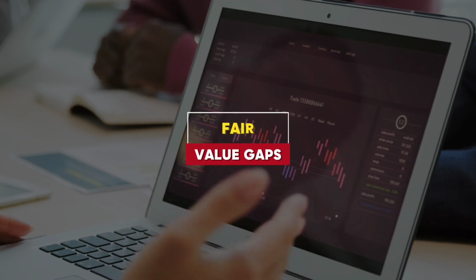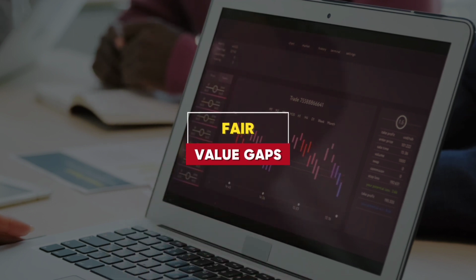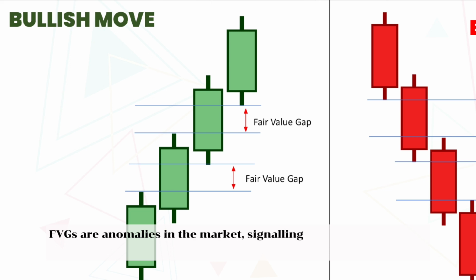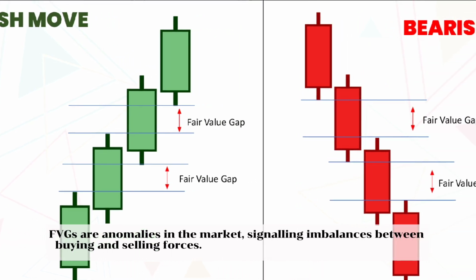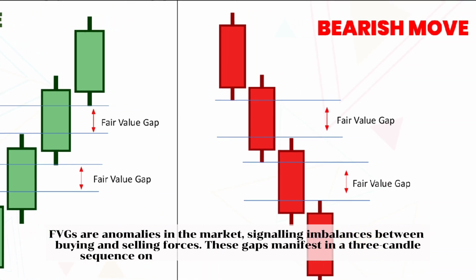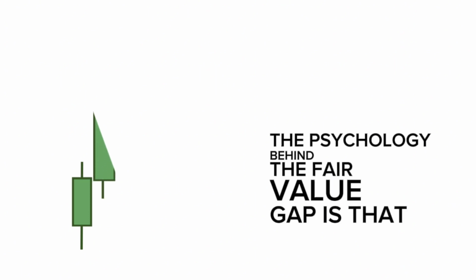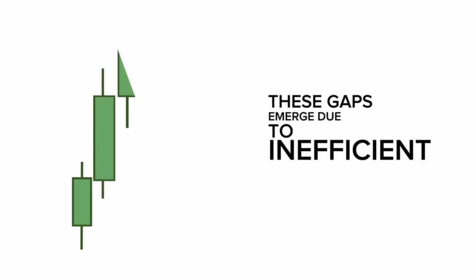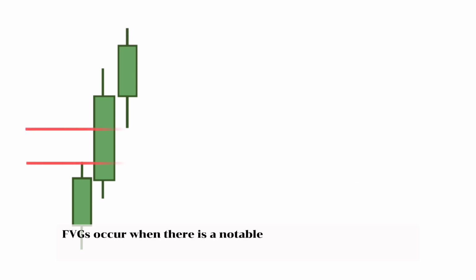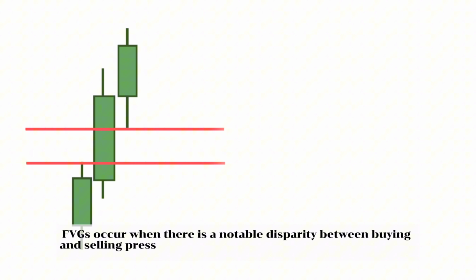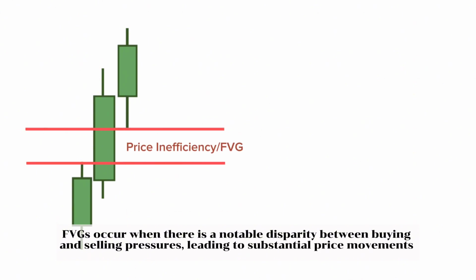Now, let's talk about fair value gaps, or FVGs for short. FVGs are anomalies in the market, signaling imbalances between buying and selling forces. These gaps manifest in a three-candle sequence on a price chart, creating a distinctive pattern. The psychology behind the fair value gap is that these gaps emerge due to inefficient price delivery. Fair value gaps occur when there is a notable disparity between buying and selling pressures, leading to substantial price movement and leaving discernible gaps on price charts.